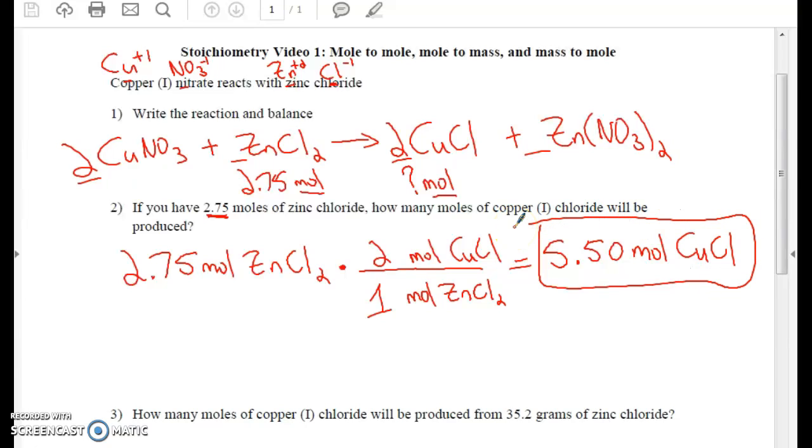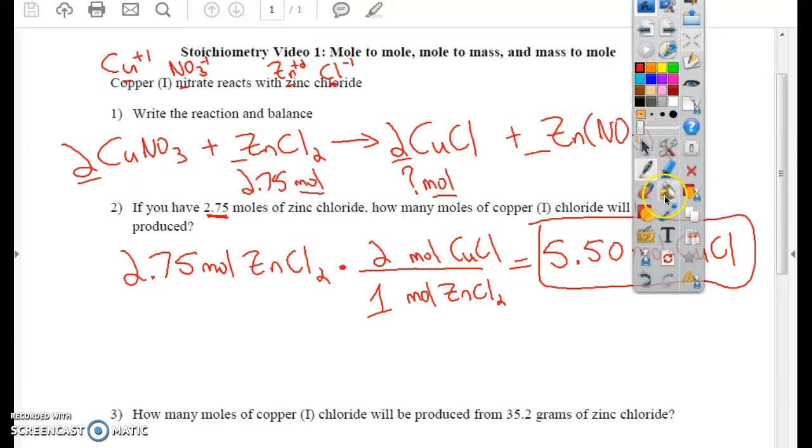Alright, so this is a mole ratio. You're going from moles of zinc chloride to moles of copper 1 chloride, and you use the coefficients from the balanced equation to figure out what numbers go where. Alright, now we're going to move on to the next problem.